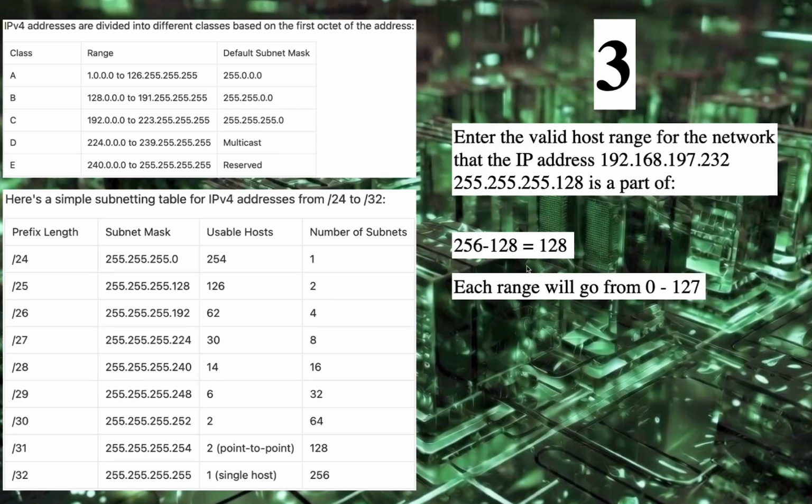From this, I know that each range will go from 0 to 127. And why 127? Because 0.0 is also an IP address. So we have to include that one as well. So the 0.0 address plus the 0.1, 2, 3, all the way to 127, that will all make 128.